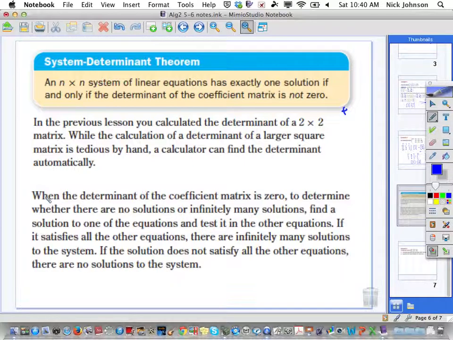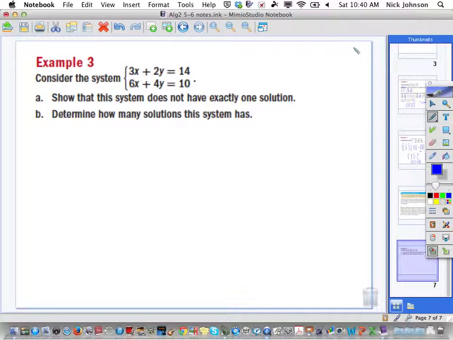When the determinant of the coefficient matrix is 0, to determine whether there are no solutions or infinitely many solutions, find a solution to one of the equations and test it in the other equations. If it satisfies all other equations, there are infinitely many solutions to the system. If the solution does not satisfy all other equations, there are no solutions to the system. Okay? So, let's check this out.